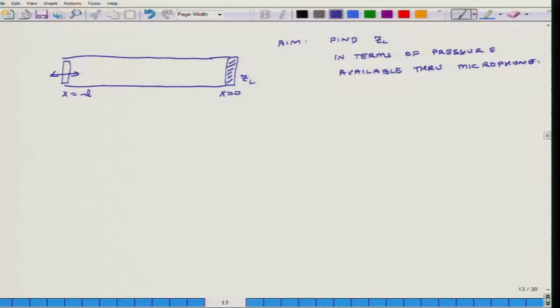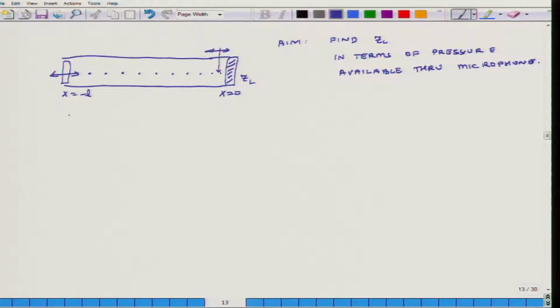So, what do I mean by pressure data available through microphone? I can take a microphone and I can measure pressure at all points inside the tube. I can slide this microphone back and forth slowly, and at all points in the tube I can measure pressure. So, I have a map of how pressure is changing at every point over a period of time. Okay. So, that is what I can do.